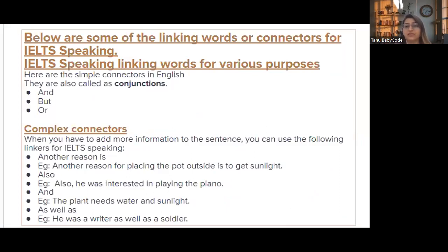Now, these are some of the linking words and connectors for the IELTS speaking. First, simple connectors, which are also called conjunctions, are and, but, or. Right? These are very simple connectors which you can use. Second, complex connectors. What are complex connectors? When you have to add more information to the sentence, you can use the following linkers. First one is another reason is. Second, also. Third, and. Fourth, as well as. So when you want to add more information, you can use these four linkers, right? Start making sentences with these. When you speak, start practicing.